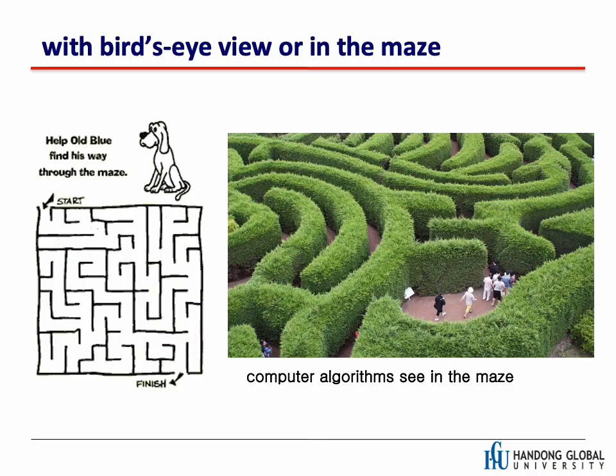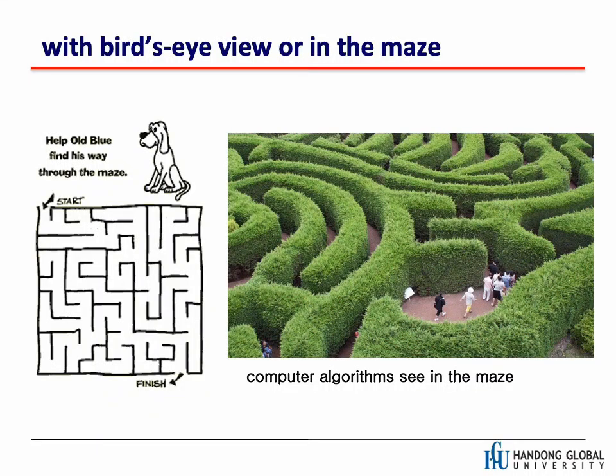Some of you might be wondering why this problem is so hard. Then let's look at this problem from different points of view. First one is a bird's eye view, and then second one is we are in the maze. On the left side of this slide, we have a bird's eye view of this maze problem. We have a starting point and finishing point, and we can see the whole maze from the bird's eye view. So in this case, this problem is not that hard.